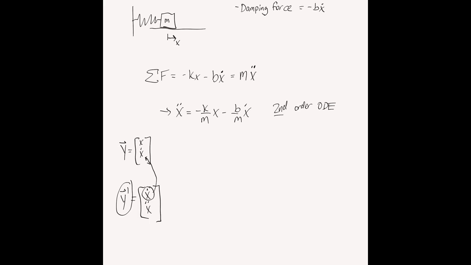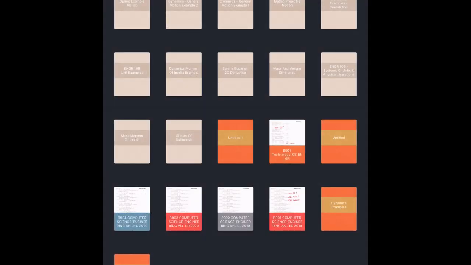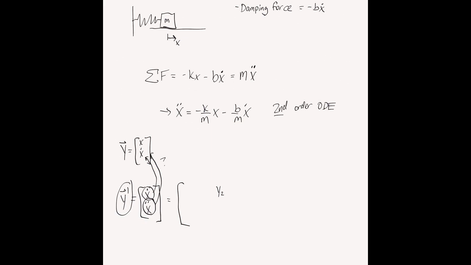X dot is easy because it is in y. The derivative of the first component is simply y2, the second component of y. X double dot is not in y, so we have a problem there. I keep hitting that instead of the undo button. I can't undo. I don't want these arrows plaguing my picture, so I'm just going to go ahead and erase this.